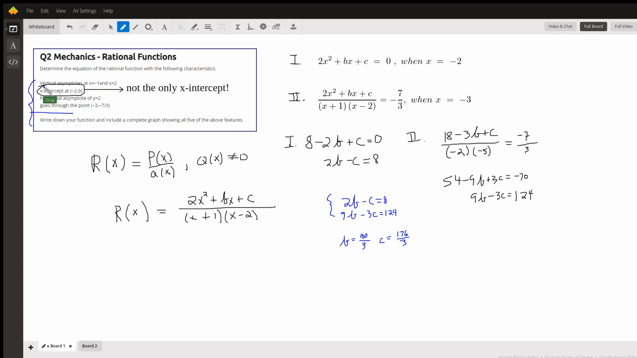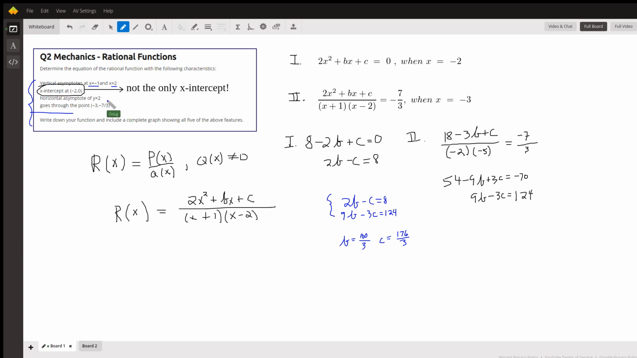Okay, so if we have vertical asymptotes at x equals -1 and x equals 2, that means the denominator has to contain the factors x plus 1 times the quantity x minus 2, because when x is -1, this factor will be 0. When x is 2, this factor will be 0.